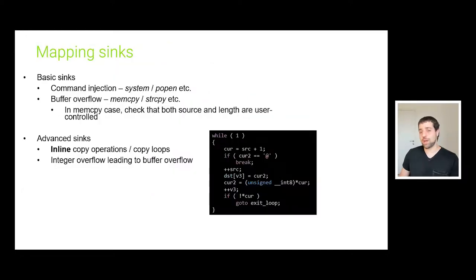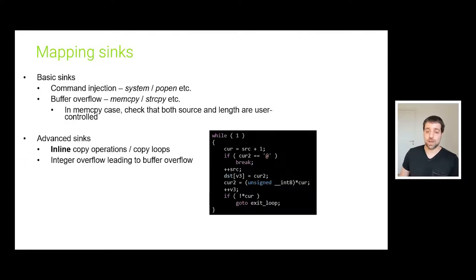Okay, so we talked about how to map the input sources, or user input, as we call them. Mapping sinks is a bit easier, actually. Not in all cases, but in most cases. So there's what we call basic sinks, which is basically function calls. So certain function calls will lead to certain CWEs or certain vulnerabilities. So for example, again, unfiltered input to system or popen means command injection.